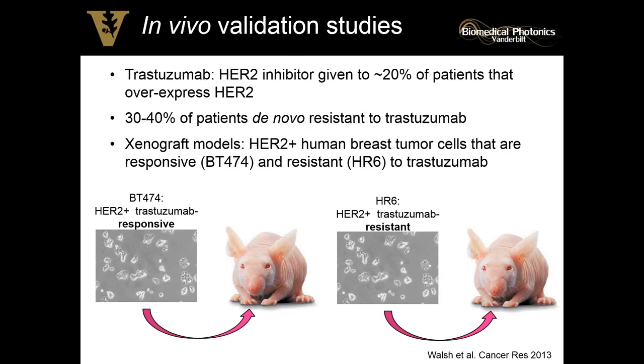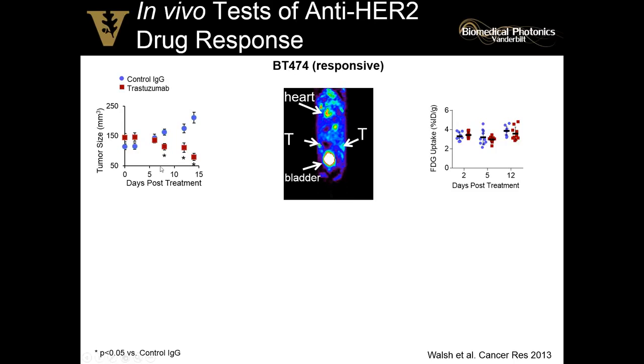So we wanted to look at some clinically relevant xenograft models, which include HER2-positive human breast cancer cells that are responsive, that's the BT474 cells, or resistant to trastuzumab, because this mimics the clinical presentation of resistance. So we just took these cells and implanted them into different xenograft mouse models. First we wanted to look at the tumor size as a function of time, and as we expect, if we don't treat these tumors, they continue to grow over the time course, and these Herceptin-responsive tumors shrink over the time course.